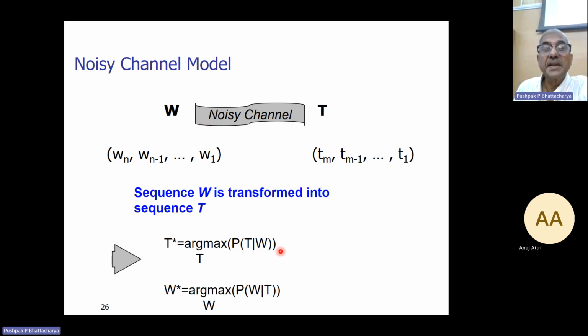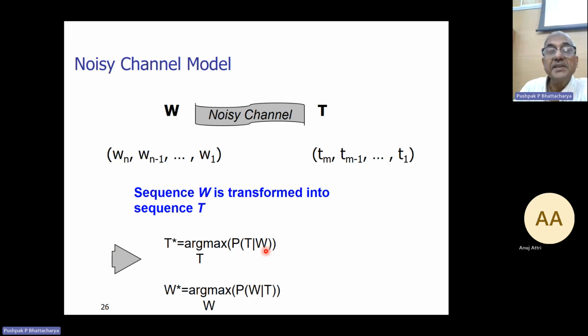So that's why we have to necessarily invoke probability, and the T star, which is the best possible output sequence, is obtained by what is called the argmax computation. The argmax is a search process. It searches for the best possible T given W, where best means highest probability. So choose that T which has the highest probability of T given W. It's a conditional probability. So if we work with conditional probability of T given W, we say we are operating with what is called the discriminative model.